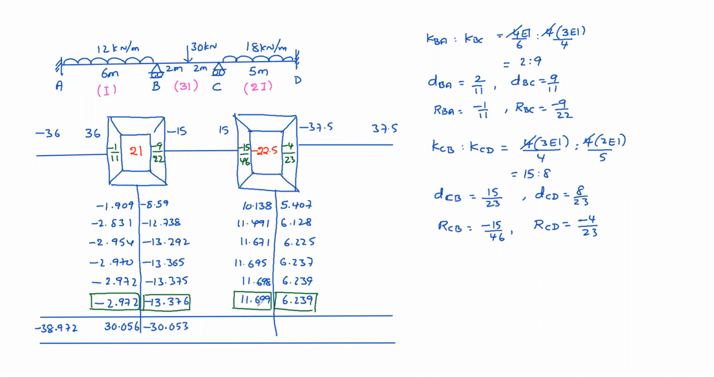Here 15 plus 2 times of 11.699 minus 13.376, 25.022. Here minus 37.5 plus 2 times of 6.239, minus 25.022. Then here 37.5 plus 2 into 0 plus 6.239, 43.739. These are the final moments. Okay.